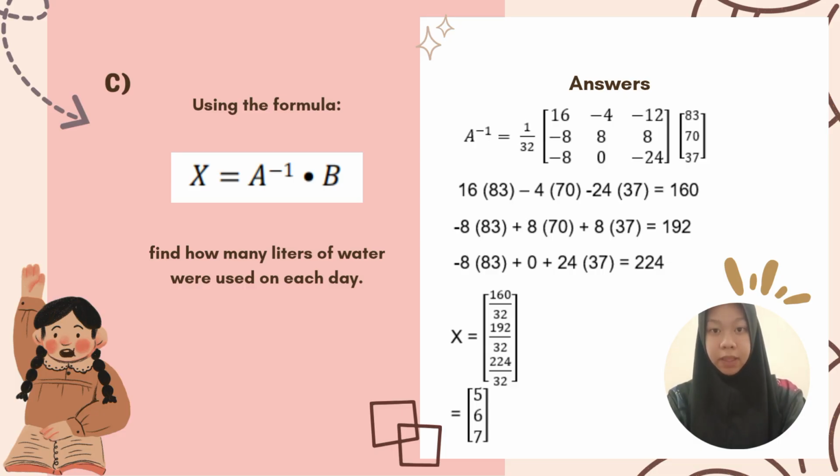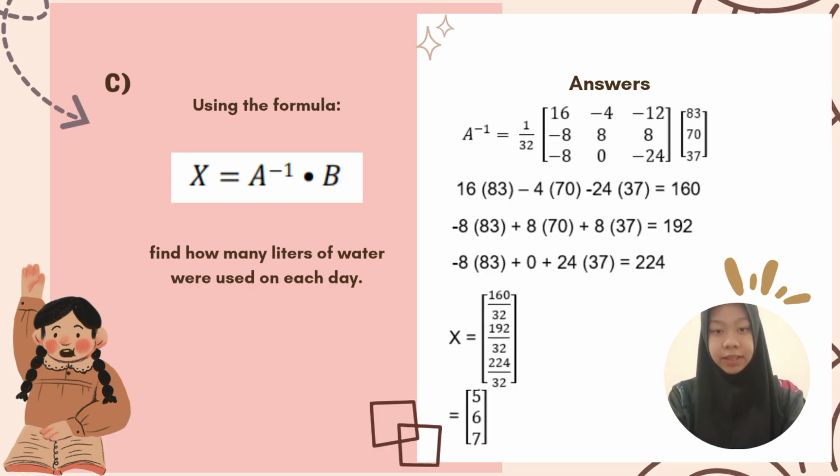All these answers are then multiplied by 1 over 32. So we get 160 divided by 32 is equal to 5. 192 divided by 32 is equal to 6. And lastly, 224 divided by 32 is equal to 7. Therefore, the final matrix X is 5, 6, and 7, which shows that the water usage for the 3 days was 5 liters, 6 liters, and 7 liters.